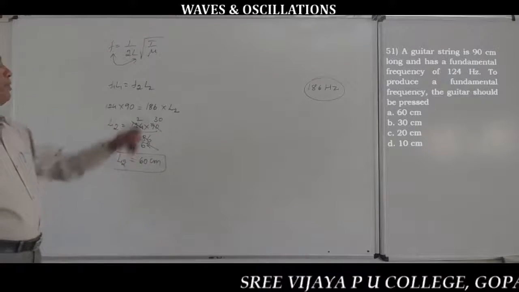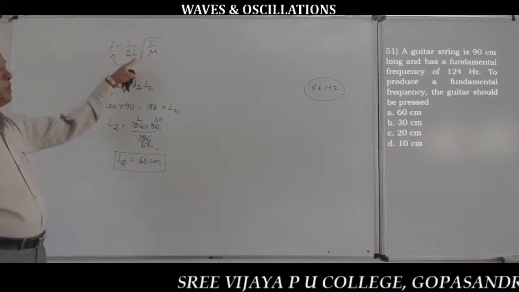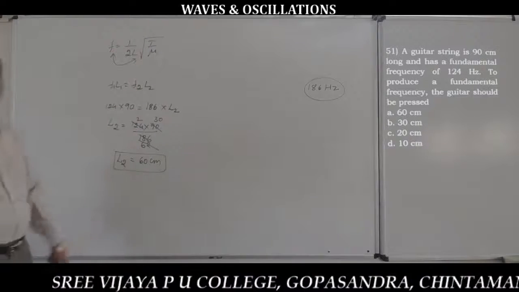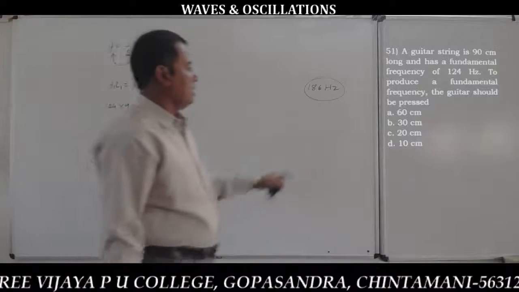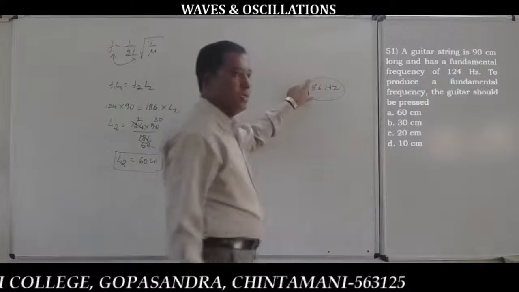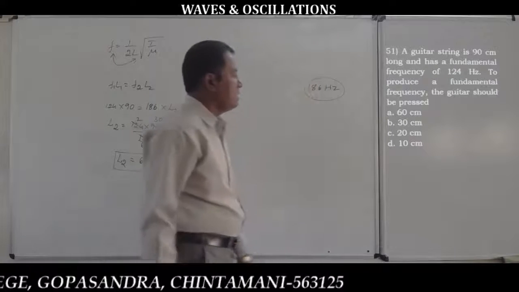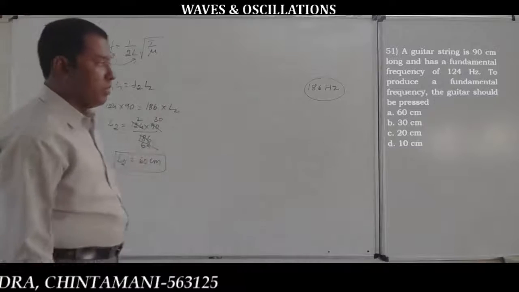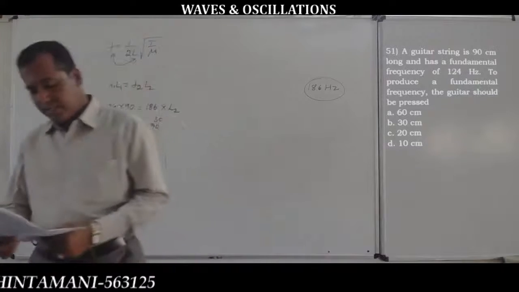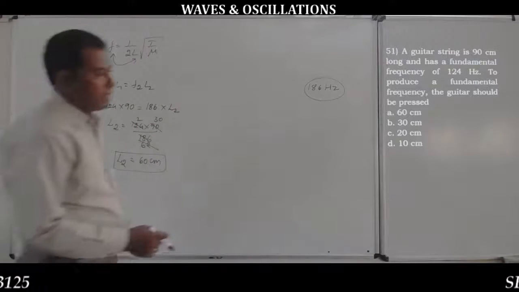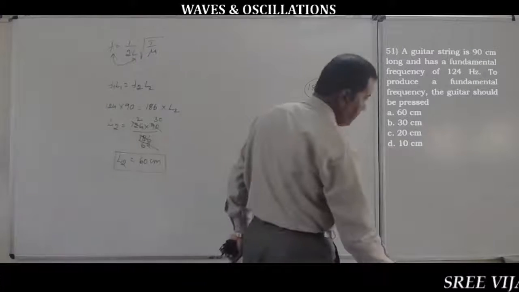For given T and mu constant, F is inversely proportional to L. Therefore, F1 L1 is equal to F2 L2. So you will find L2 as 60 centimeter. In the problem, to produce a fundamental frequency, a term has been left there. It should be 186 hertz. So therefore, F2 should be taken as 186. Upon solving, you will get the length as 60 centimeter. So you will get option A as the solution here, 60 centimeter.